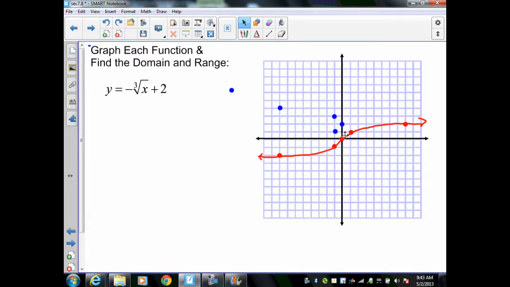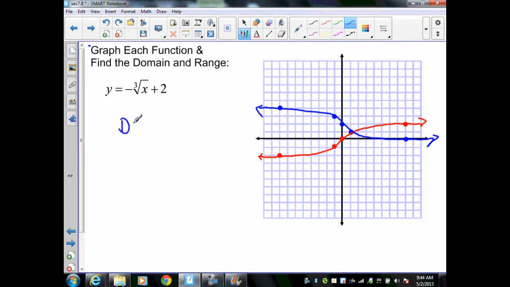My next ordered pair, I'm at 1. 1 times a negative 1 is a negative 1, plus 2. And finally, I am at 2. 2 times a negative 1 is a negative 2, plus 2. Now I can graph in my ordered pairs. And you can see that my function is reflected and shifted 2 units up.